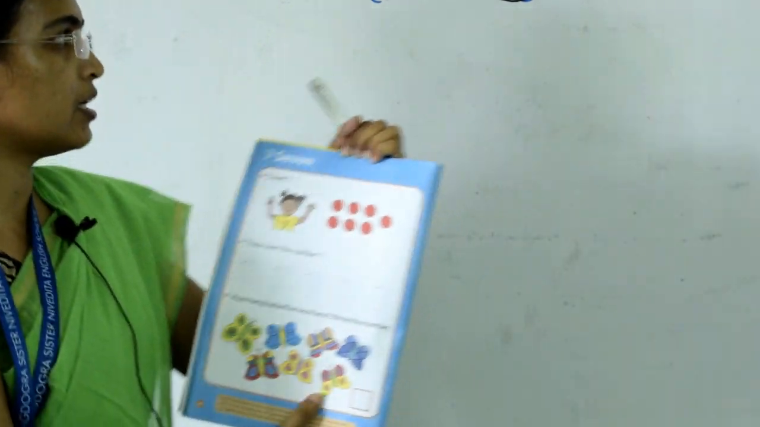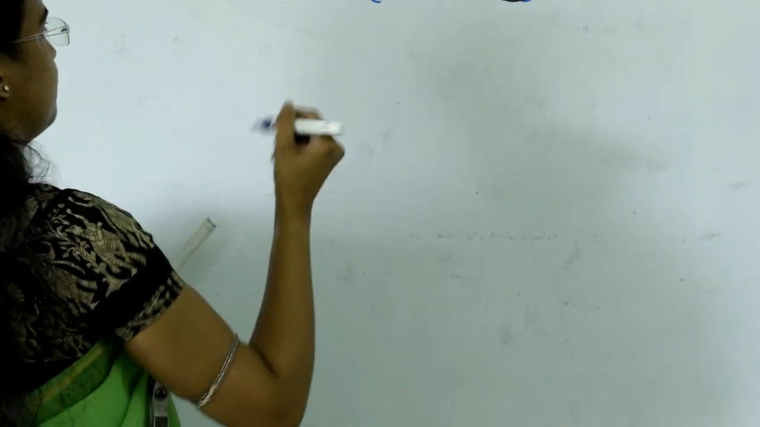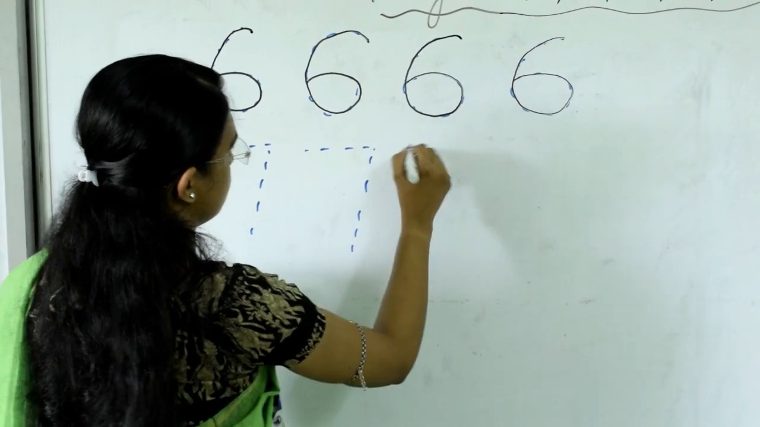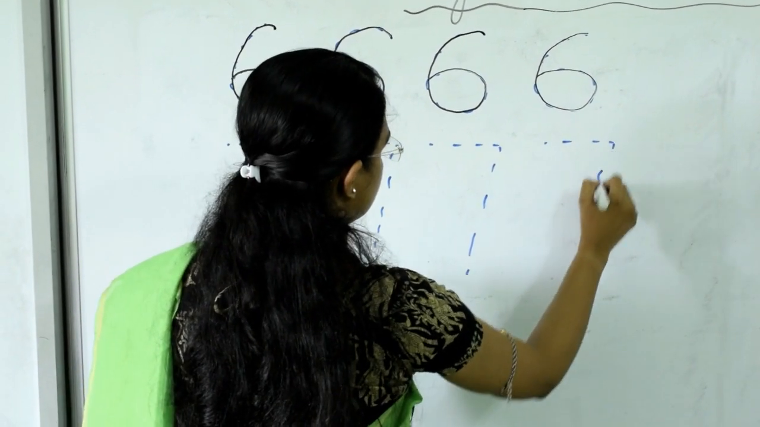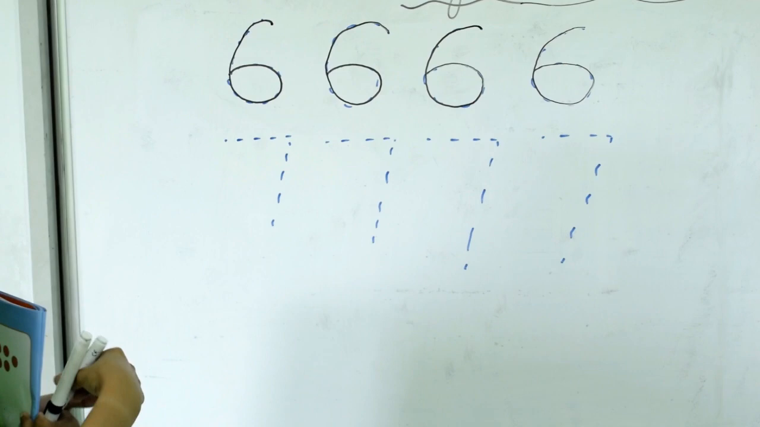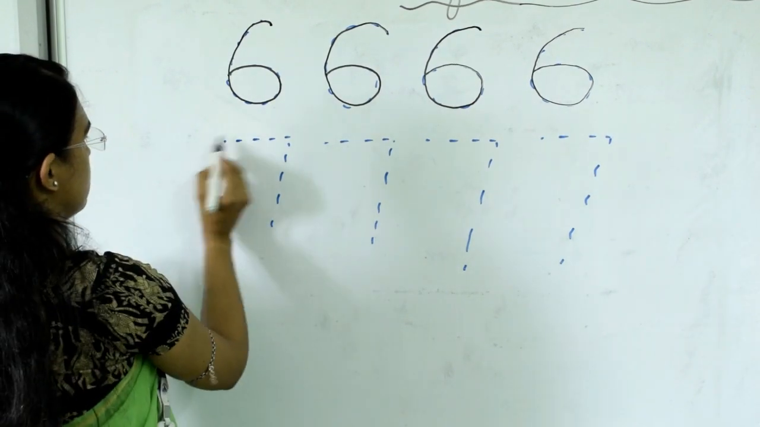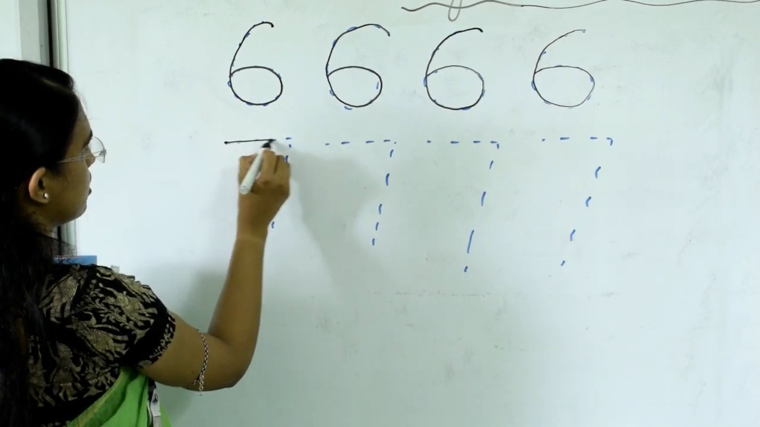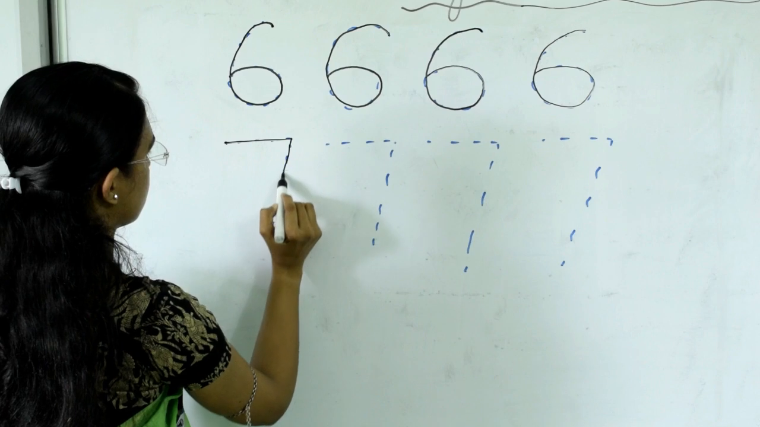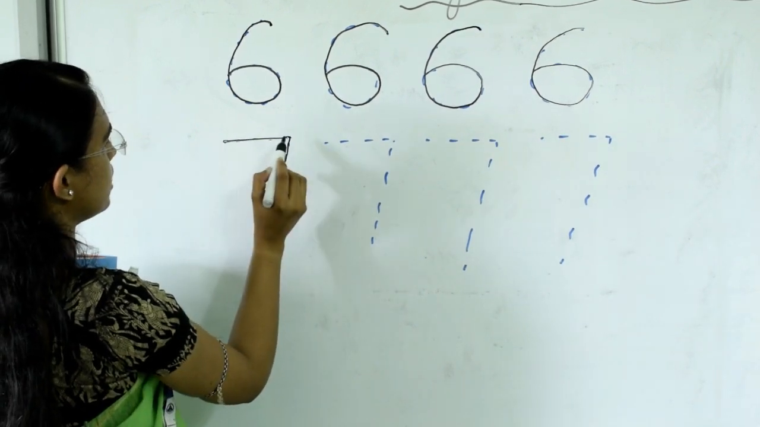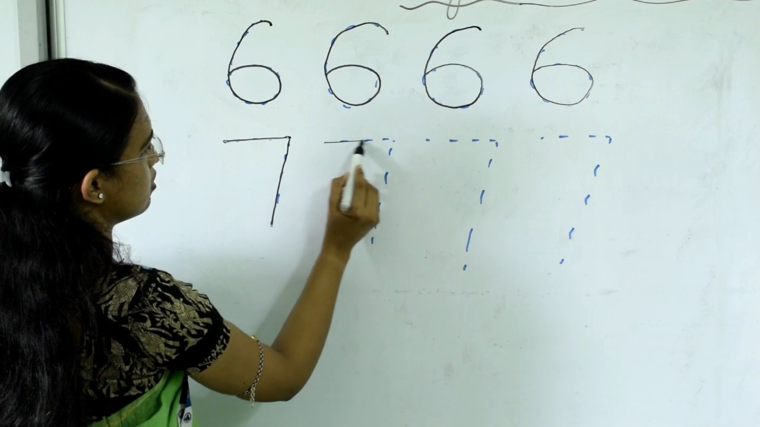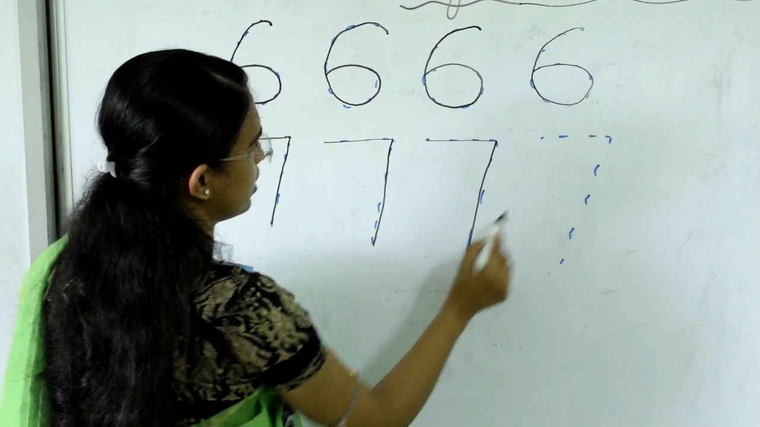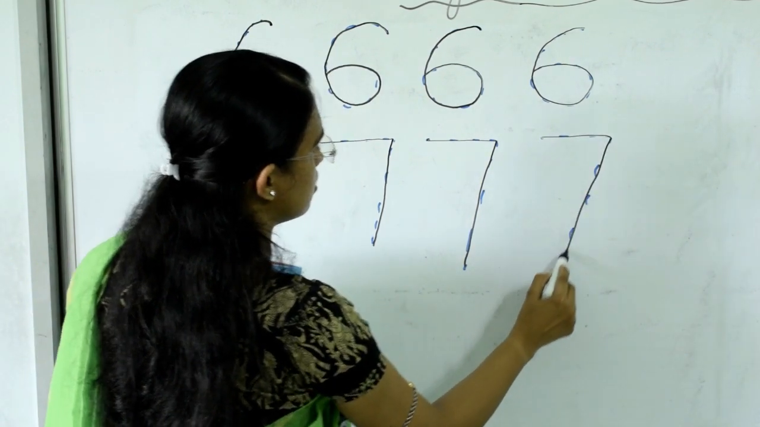Now how will you trace the number 7? Like this. This is number 7. Now we have to trace the number 7. When you trace the number 7, start from here, like this, in this way. Then like this: one sleeping line and one slanting line. Sleeping line, slanting line. In this way. This is number 7.